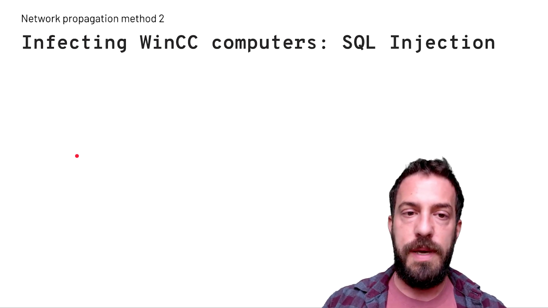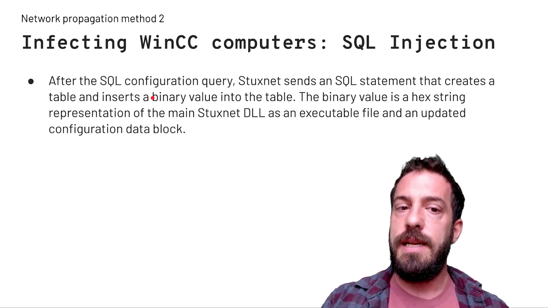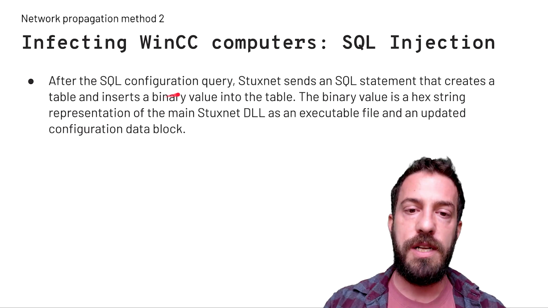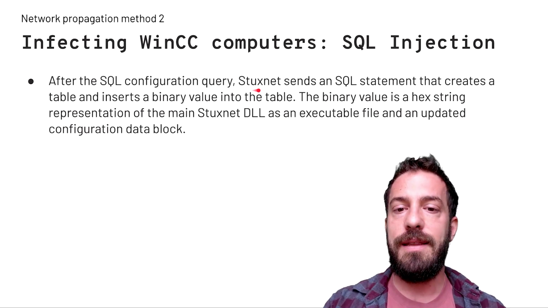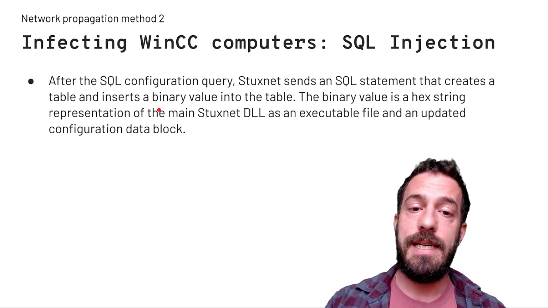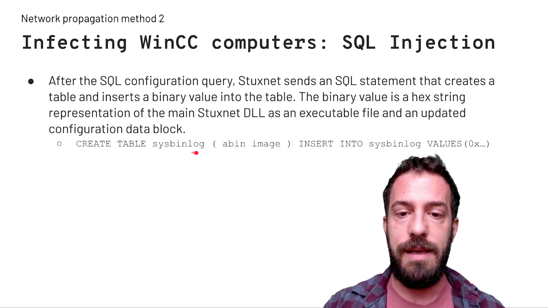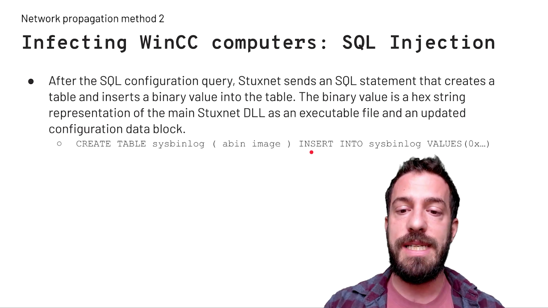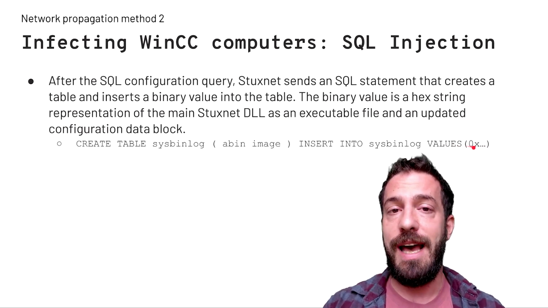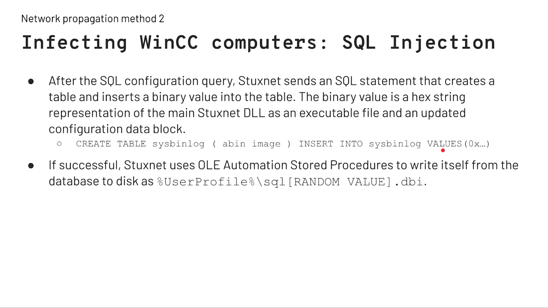The first one would be through SQL injection. In that way, Stuxnet is making a query to the database using that hard-coded password to connect to it, and then it will send an SQL statement that will create a table and insert a binary value to the table. So you see you have this create table command, and after you create a table, you insert specific values into the table. And the value actually added is Stuxnet itself, the DLL of Stuxnet itself.